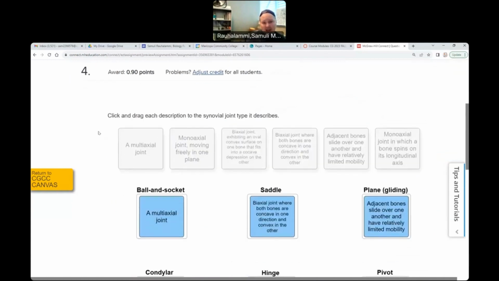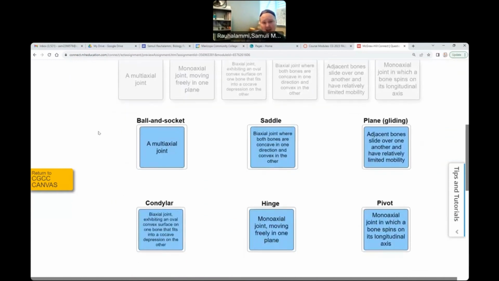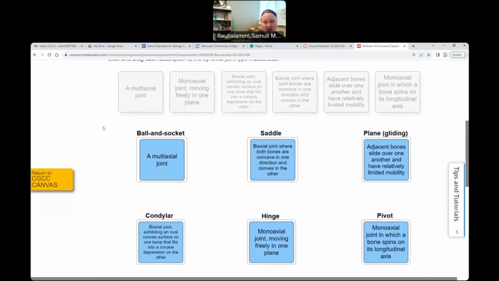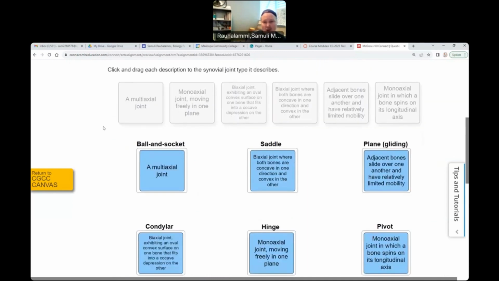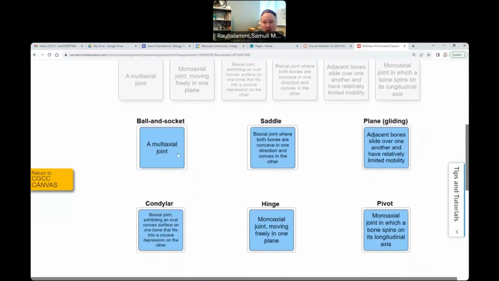We can see another type of activity, a drag and drop. We're describing different synovial joint types. So the ball and socket joint is a multi-axial joint. The saddle joint is a biaxial joint, where both bones are concave in one direction and convex in the other. So it forms this saddle-like joint.